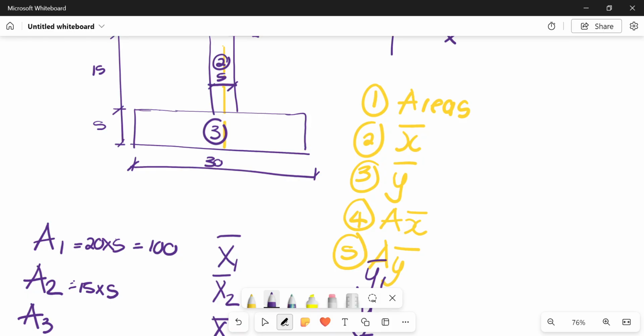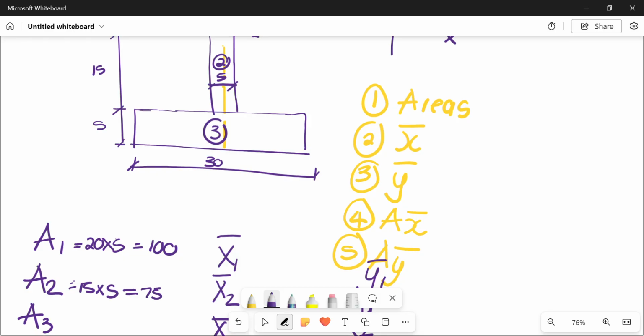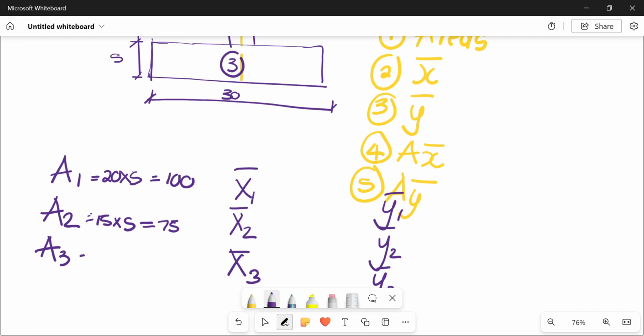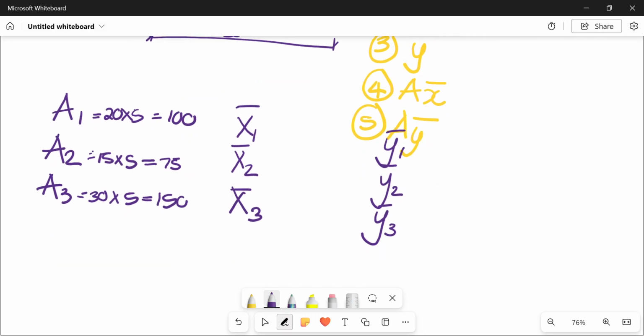15 times 5, on the calculator, is 75. The third one, 5 times 30 or 30 times 5. And I get 150. Then at the end, you can just get a sum of the areas. 100 plus 75 plus 150. I get 325. And I've decided to use millimeters, so that's in millimeters squared.